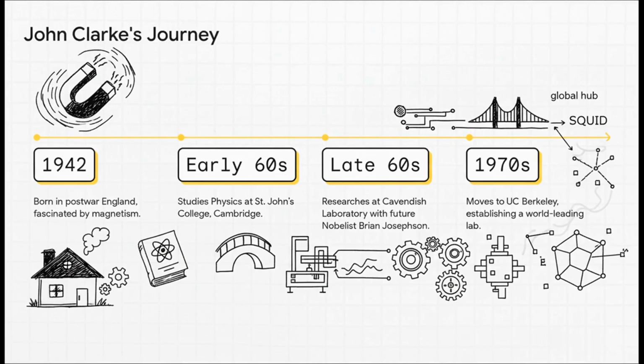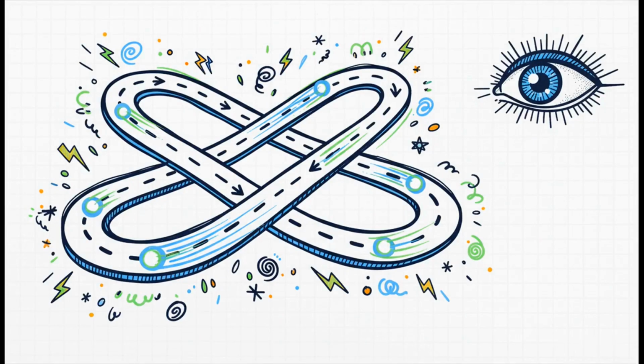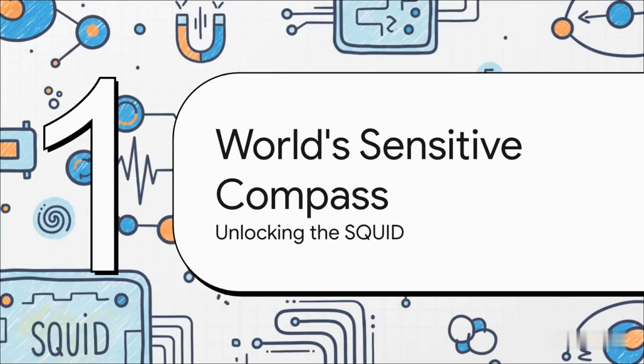And through this whole journey, there was one thing that just drove him, this one obsession, a very strange and incredibly powerful phenomenon called superconductivity. And it was this obsession that would lead him to his greatest invention. Yeah, that obsession with superconductivity led him to create what you could call the world's most sensitive compass, a device that can measure magnetic fields with a precision that was, frankly, just unheard of at the time.